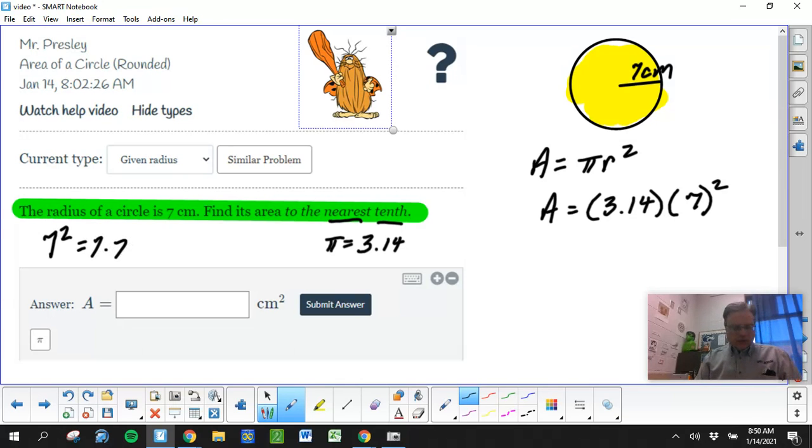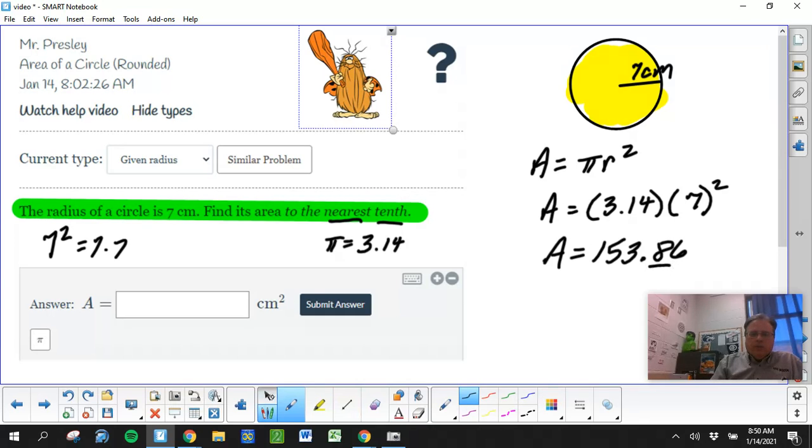So on my calculator, now you try to use a scientific calculator and you should be able to find a squared button on there. If not, you'll do 3.14 times 7 times 7. But since I have a power button, I go 3.14 times 7 and then I hit my squared button and I hit enter. All right, and I come up with, to start out with, 153.86. But this thing said tenth. Tenth is 1 decimal place.